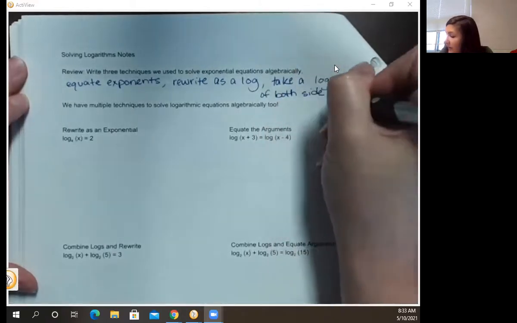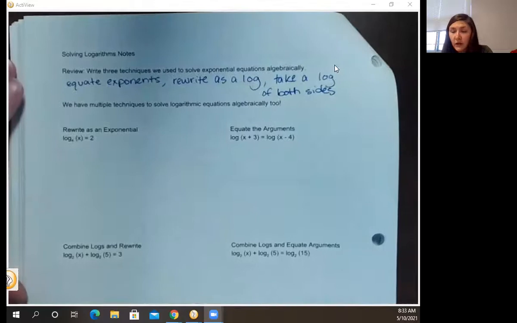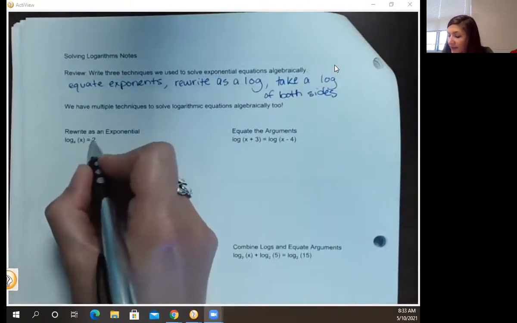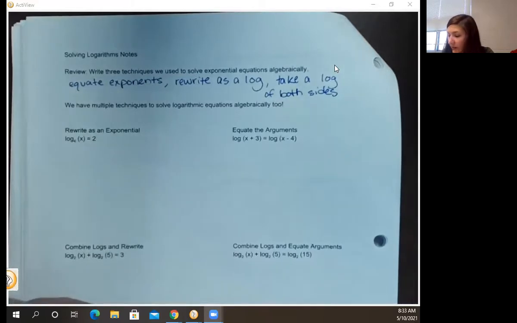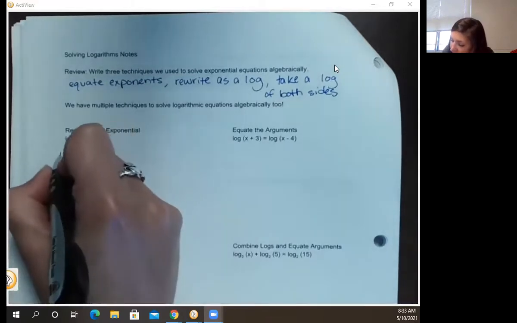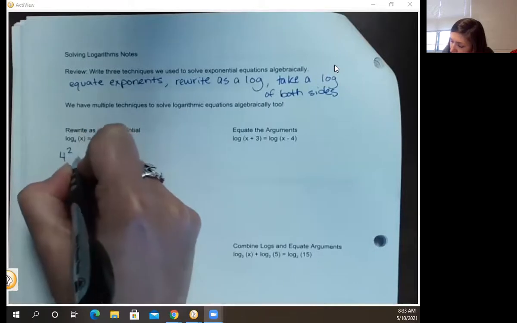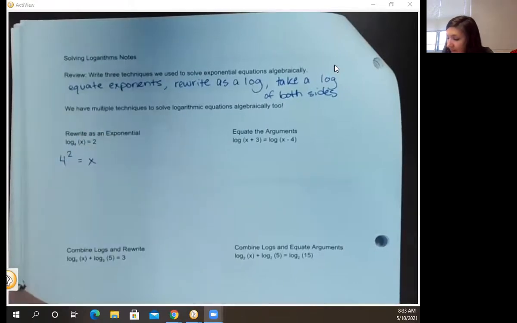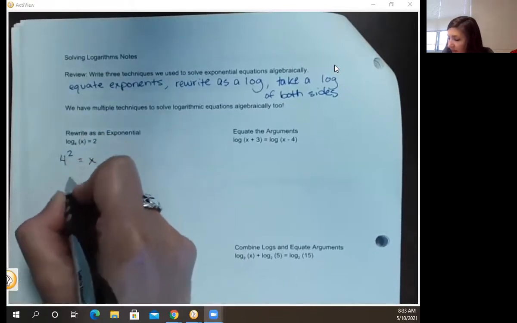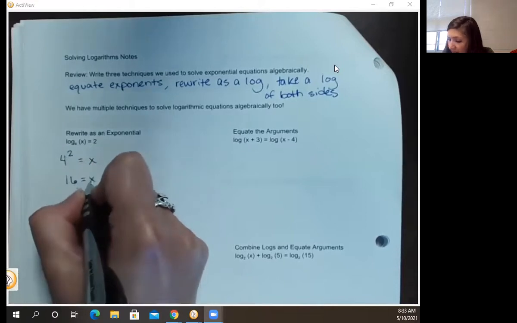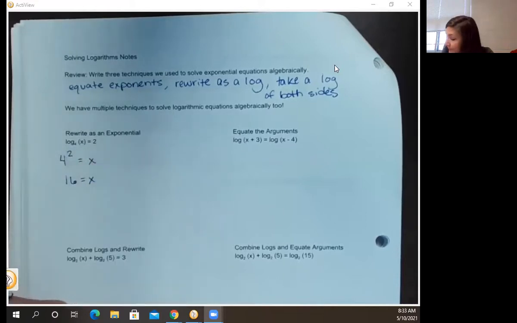Today, for solving logarithmic functions, we're going to use some similar strategies. So one option we have is to take our log and rewrite it as an exponential function. So this would be 4 to the second power equals x. So if I simplify over here on the left, 4 squared is 16, so that means 16 is x.